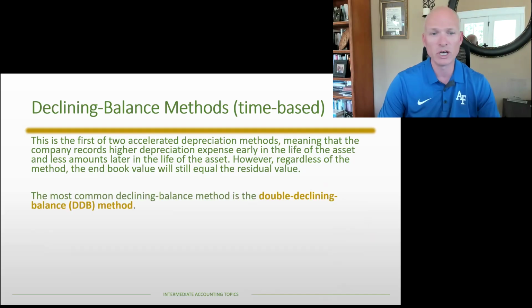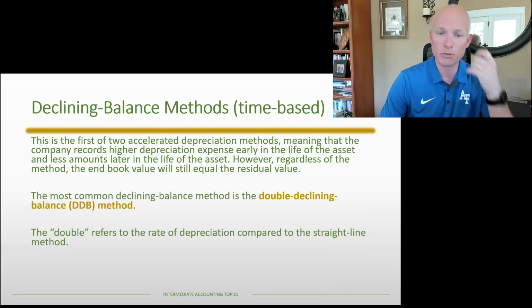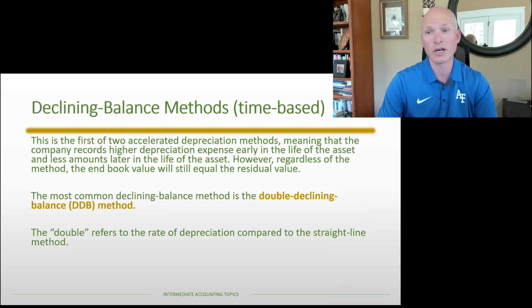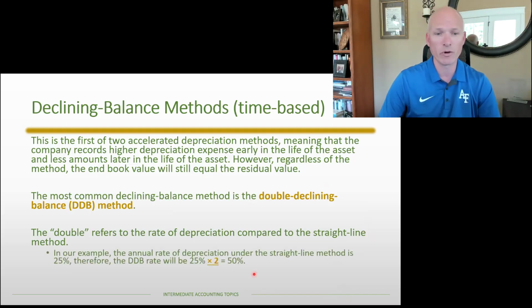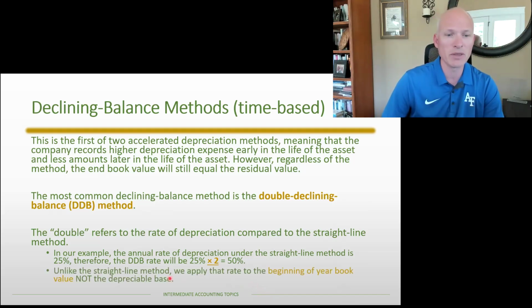The most common one is called double declining balance, and what double refers to is you're doubling the straight line rate. In our example for a 4-year asset, the straight line rate is 25% per year. So the double declining balance rate would be double that, which is 50%. So we would depreciate the asset 50% per year. Unlike a straight line method, and this is important, we do not use the depreciable base. Instead, we apply the rate to the beginning of the year book value. Very important that you understand that's what we're applying this to, the beginning of the year book value.